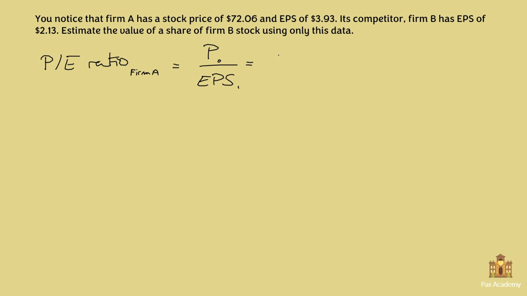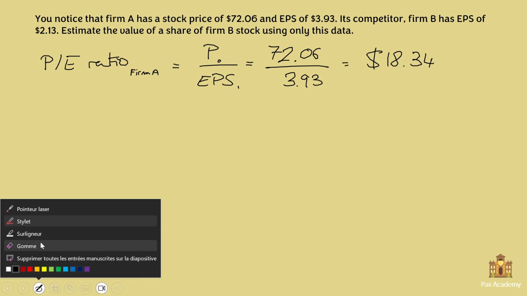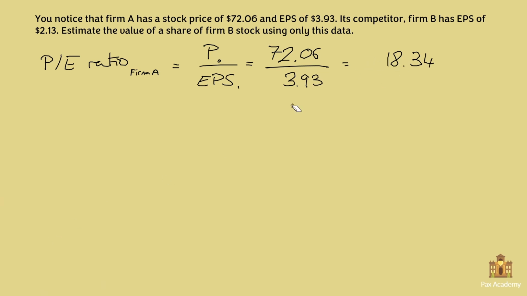So if we plug in the numbers, this is 72.06 over 3.93. And if you plug this in your calculator, you should get 18.34. Okay. So not dollars because this is a ratio. So 18.34. Excellent. And now, because remember, they're comparable firms, we can use the PE ratio from firm A for firm B.